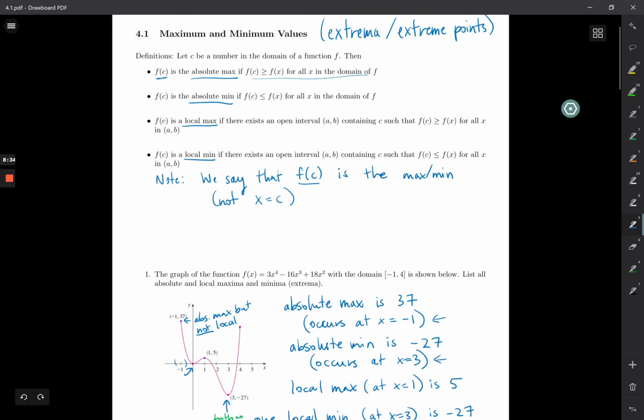Okay, another thing is that a function can have at most one absolute max and one absolute min. Okay, but it could occur at more than one point.